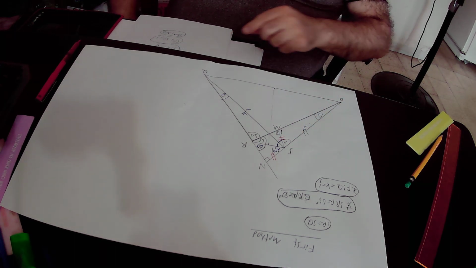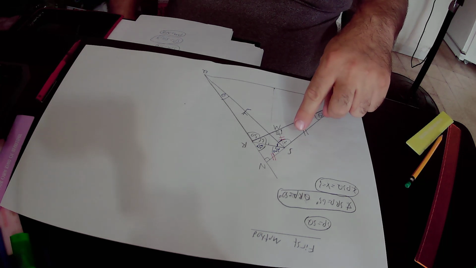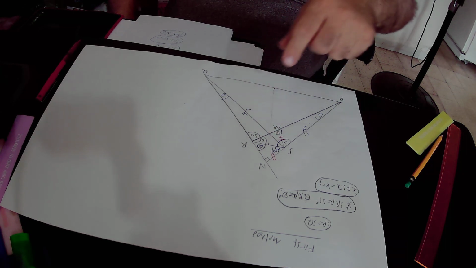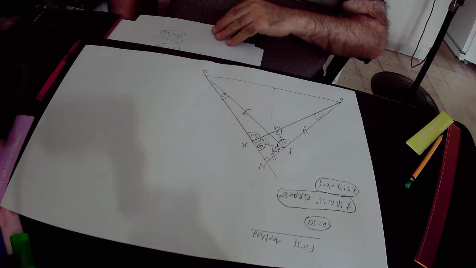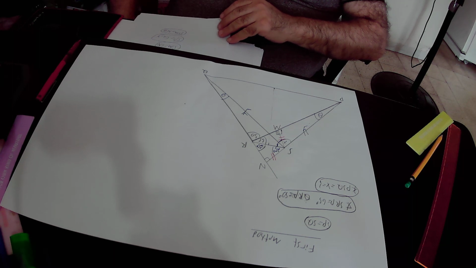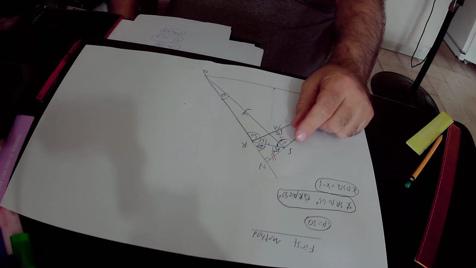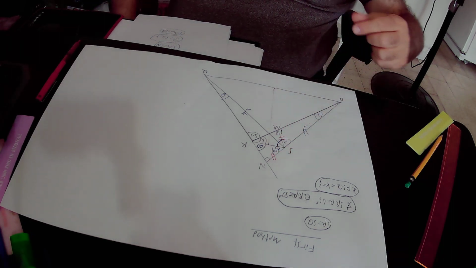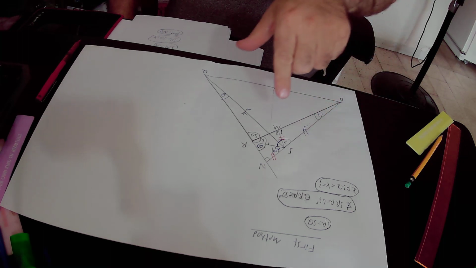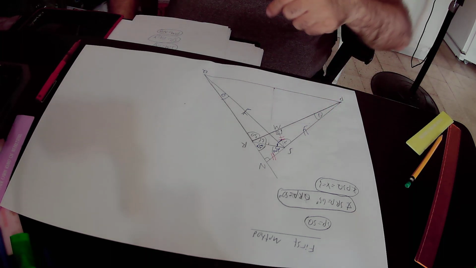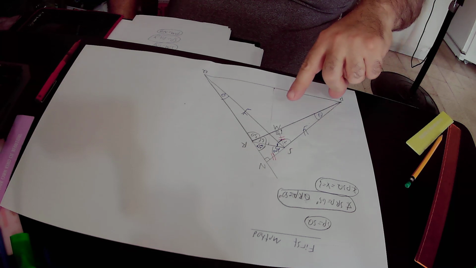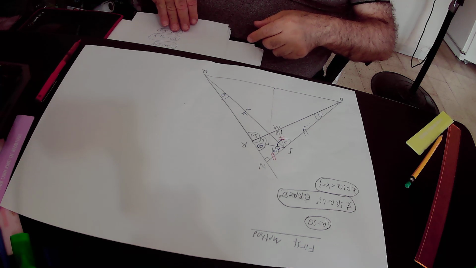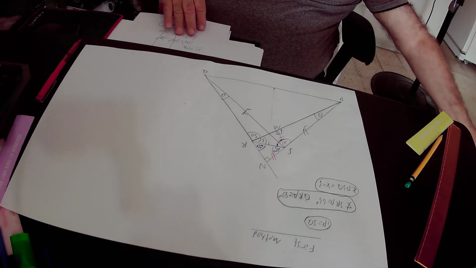So SM equals SN. Then we focus on the right triangle SMP and the right triangle SNQ, and we prove that those two right triangles are congruent. First of all, we just proved that SM equals SN. Then we know that SP equals SQ, it is given in the question. And we proved that PM equals NQ. Why does PM equal NQ?